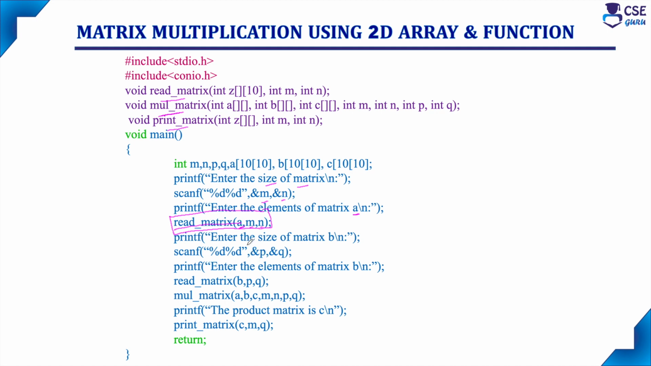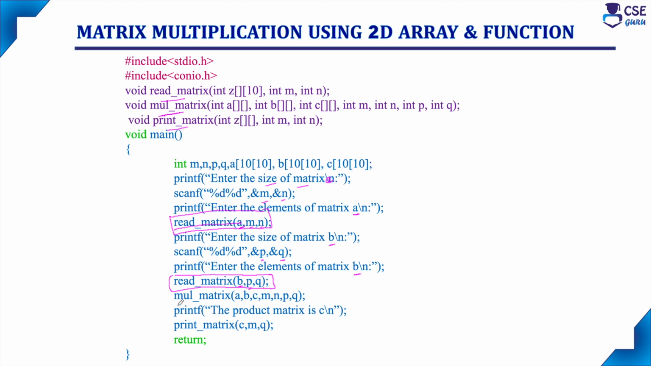Next is to enter the size of matrix B. Here we need to enter the size of matrix A, and here we need to enter the size of matrix B, and the size of matrix B is p and q. P is the row size and q is the column size. Next, enter the elements of matrix B. To accept the matrix values for B, we have to call the user-defined function read matrix again with the elements of matrix B.